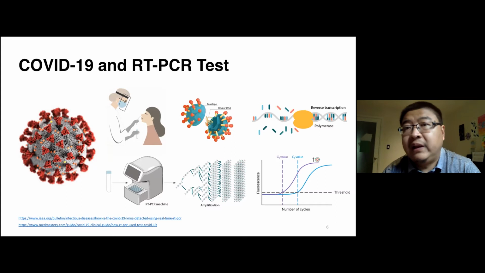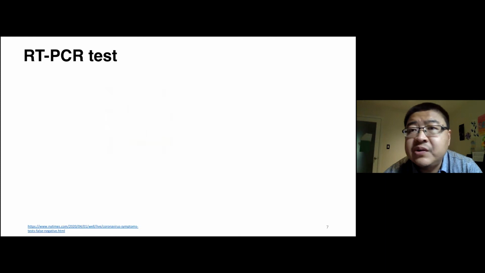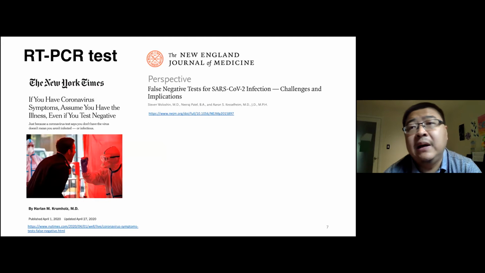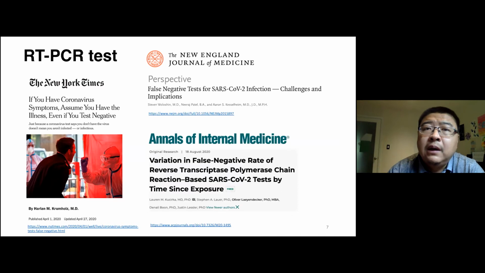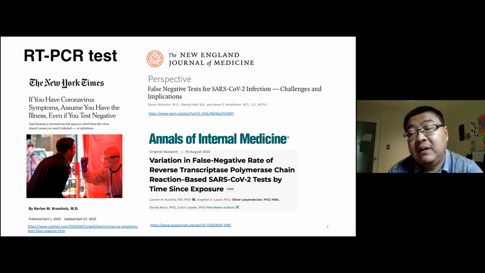But there are some concerns about the RT-PCR test, and one significant one is a potentially high false negative rate, like Harlan Krumholz pointed out in this New York Times piece. It is suspected that there might be as much as a 30% false negative rate for the RT-PCR test, and there are some follow-up academic perspectives or articles pointing out the potential concern. This is, of course, at the initial time of the pandemic in the US, March, April last year in New York. So people raised these concerns.